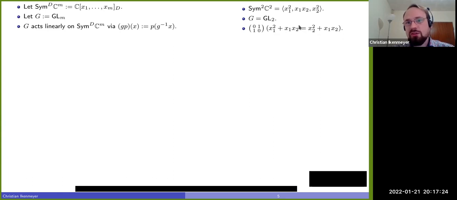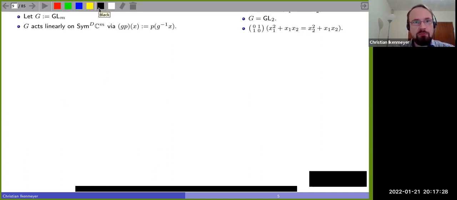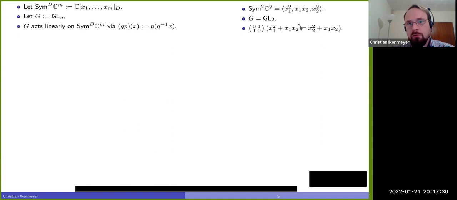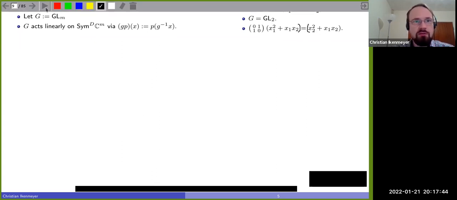Oh, but I of course did mess up this. The parentheses should actually go here. But I have a drawing tool here. Look at that. All right, so that's better. Okay, so this one flips x1 and x2. So if you apply it to x1 squared plus x1 x2, you'll get x2 squared plus x1 x2.